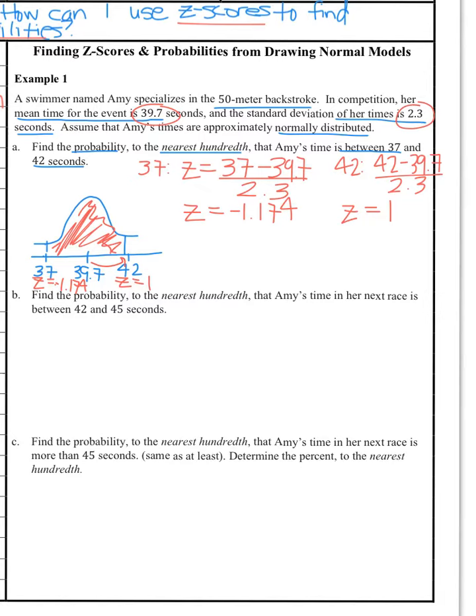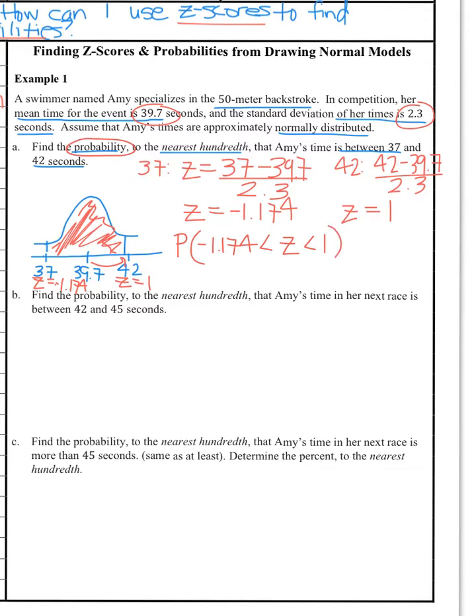Okay, so we got our two z-scores, but we're not finding the z-scores just to find them. We're using them to find the probability that her time is between these two values. So I'm going to write this as negative 1.174, you put the smaller one first, then you put the z in the middle, leave a little bit of room there, and then 1 on the end. And then you want to put these less than symbols between each of the values to show that z is between negative 1.174 and positive 1. Now how do we do that?